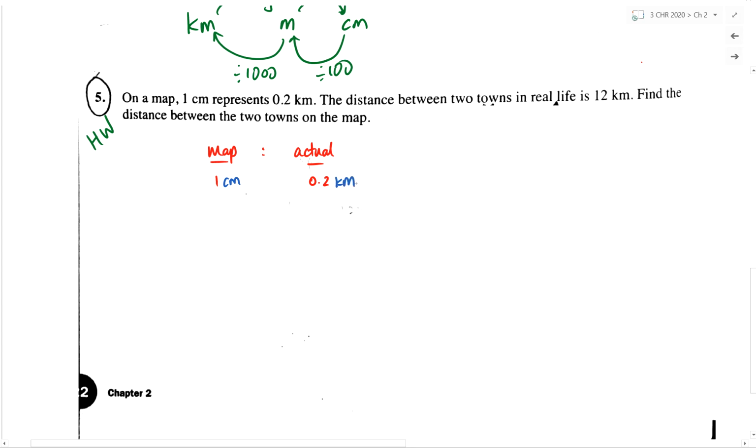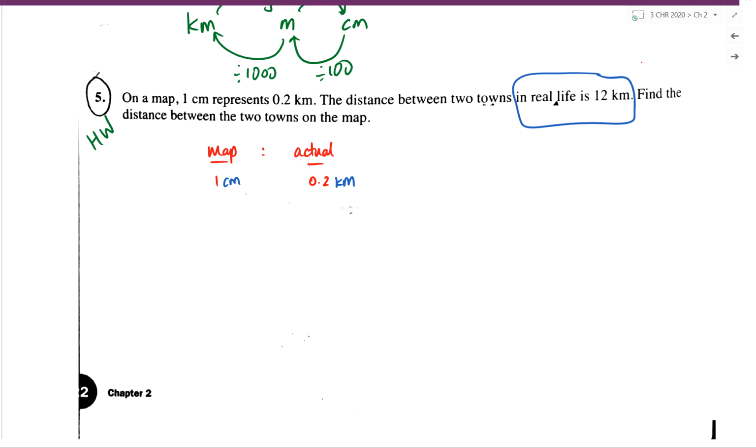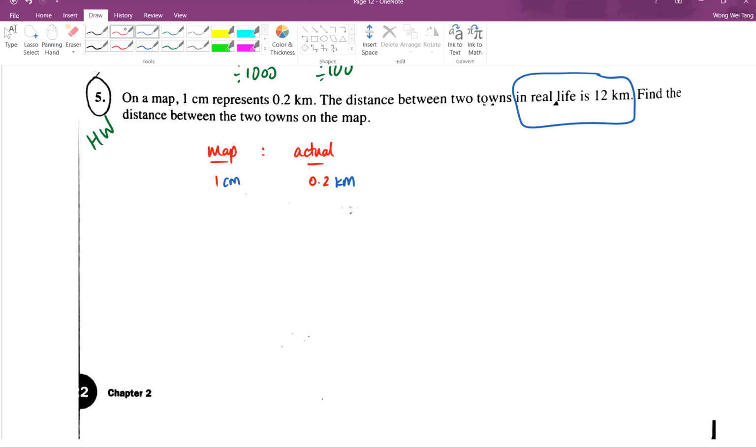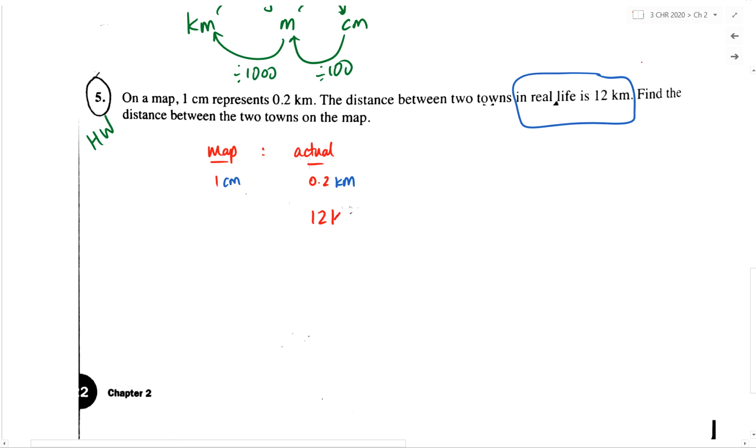Now the next part, find the distance on the map if in real life it is 12 kilometers. So 12 kilometers, I have to put it under actual. Change it to the same color. So here we've got 12 km in real life. Obviously we now have to find out this value. I'll show you one way, which is to write the map on the right hand side of the actual. So you can use proportion to find out the value.